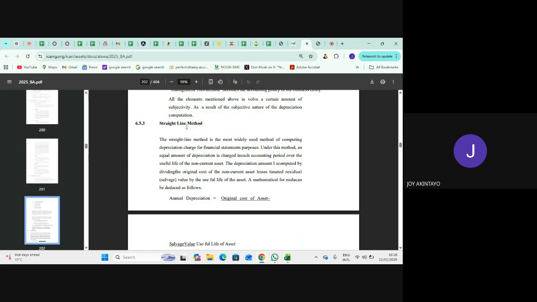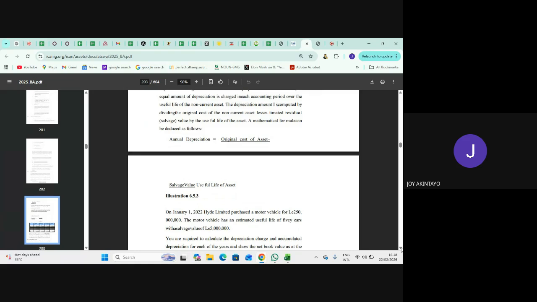So the straight line method is the most widely used method of computing the depreciation charge for financial statement purposes. It is the method by which we post the depreciation charge for the year. Are we together? Now, this is the formula.